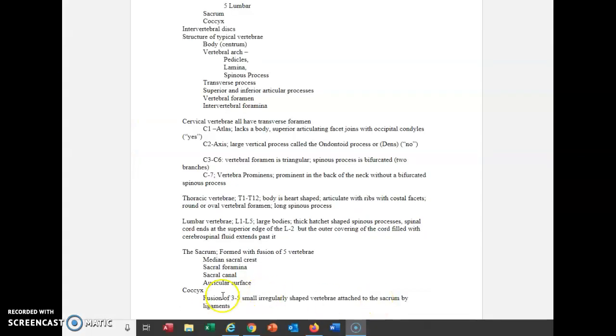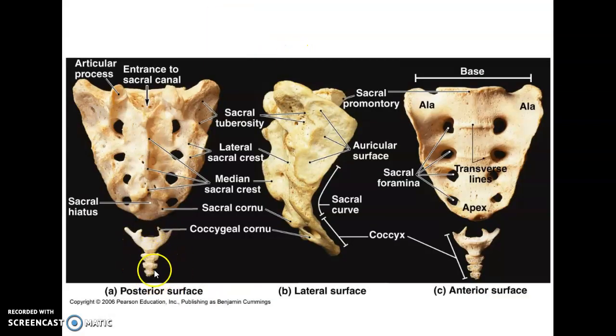Okay, the coccyx can vary, but it is a fusion of 3 to 5 small, irregularly shaped vertebrae that are attached to the sacrum by ligaments, and these fuse totally by the time you're in your late 20s, early 30s. So you do lose a little bit of flexibility when these fuse together. Here we actually see these vertebrae right here that are fused together, and of course they were attached to the bottom part of the sacrum by a ligament. So again, there's usually a little bit of a bend there.